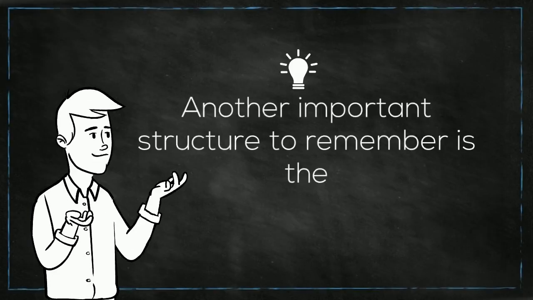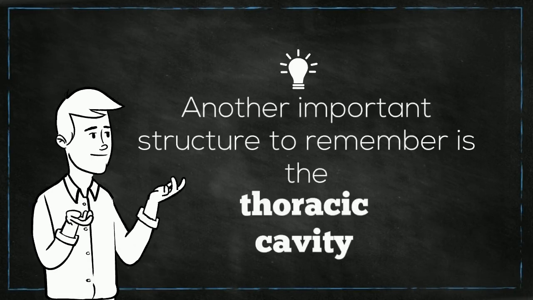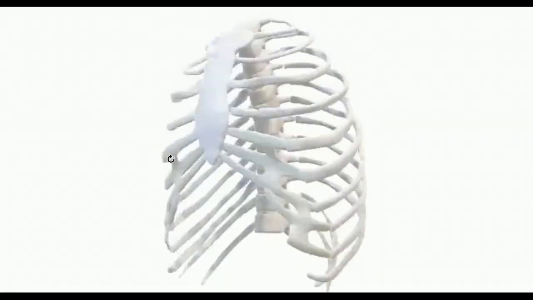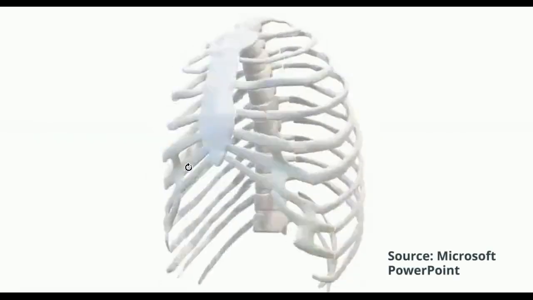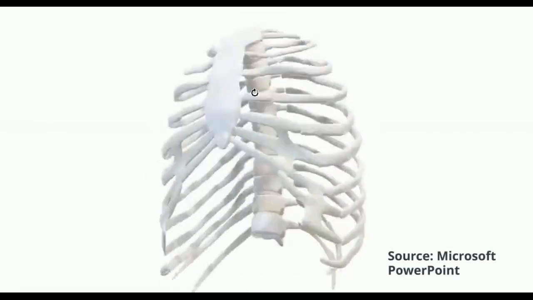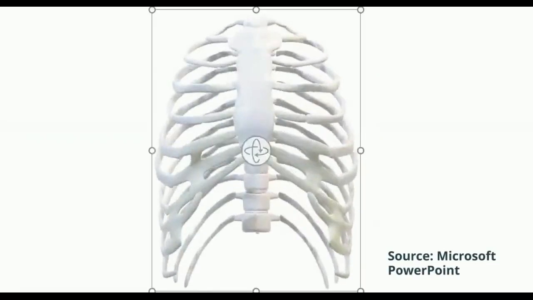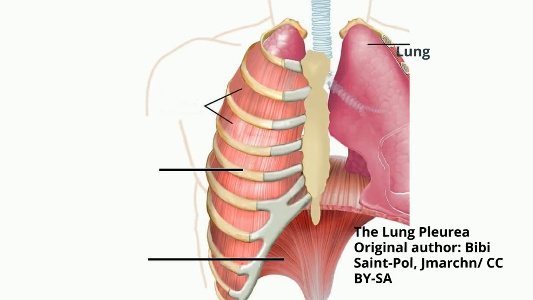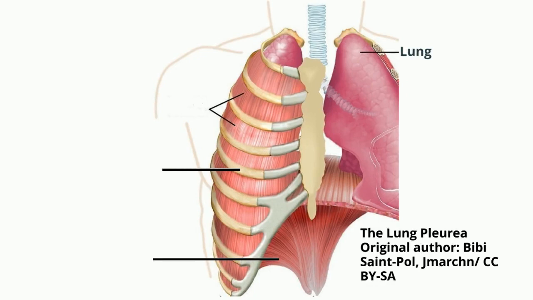Another important structure to remember is the thoracic cavity. The thoracic cavity is that hollow space beneath your chest. The lungs are situated in the thoracic cavity, and they are surrounded by a protective membrane called the pleural membrane. The thoracic cavity can either increase or decrease in size. These changes in size are made possible by the intercostal muscles connected to the ribcage and the diaphragm.